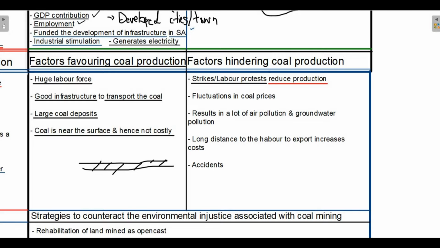It could have made a lot more money. And so this reduces production. This would even push away some investors, foreign investors, because the production is not met due to the constant strikes.